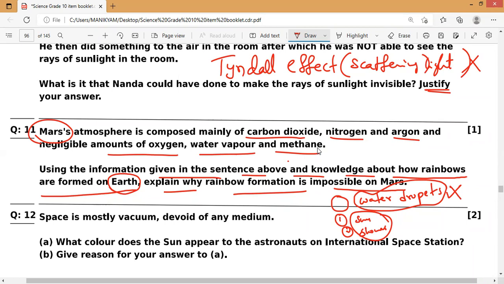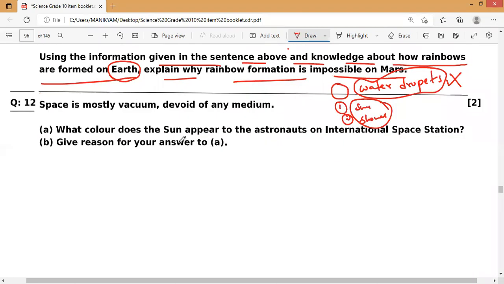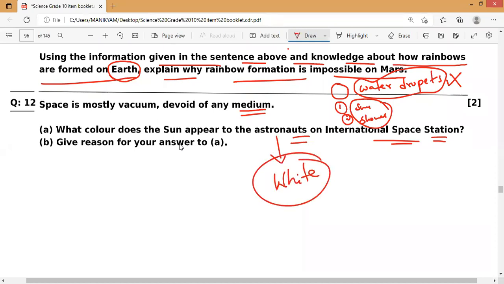That's all. Next, space is mostly vacuum, devoid of any medium. Now, what color does the sun appear to the astronauts on the International Space Station, which is in space? Anybody? Black. White. What are you talking about? I'm not talking about the atmosphere. The sun. White, sir. Why? Anybody? No scattering of light. That is the reason. Very good. So white color.